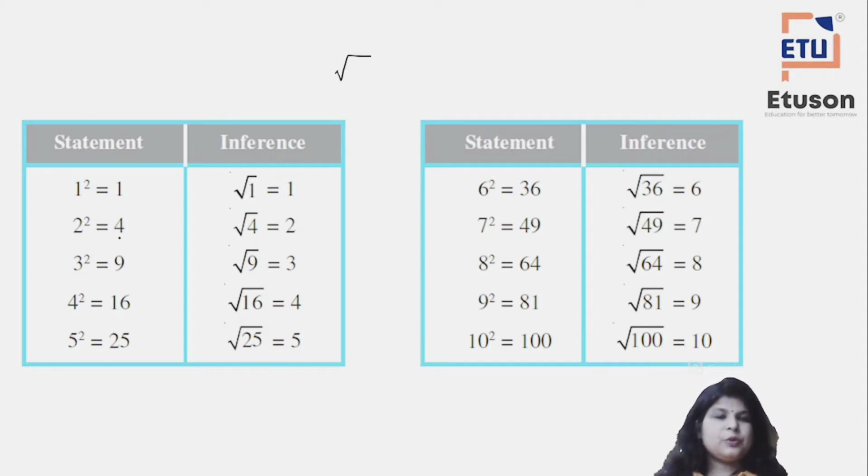Okay. 2 square is equal to 4. Square root of 4 is equal to 2. 3 square is equal to 9. Square root of 9 is equal to 3. 4 square is equal to 16. Square root of 16 is equal to 4. 5 square is equal to 25. Square root of 25 is equal to 5. So, likewise, we can find out the square of a number and the inverse of that will represent the square root. Correct?